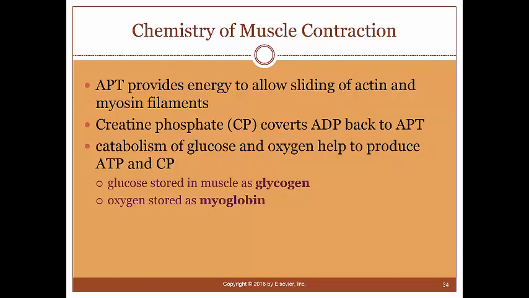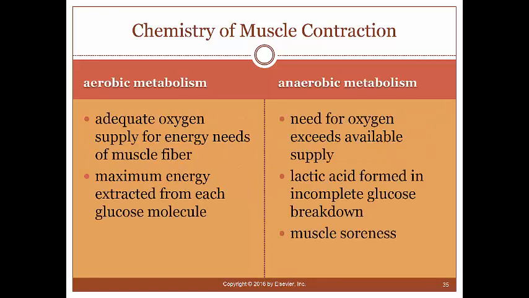So muscles store extra energy of glucose in the form of glycogen, the same way that extra glucose in the body is stored in the liver as glycogen. Extra oxygen is stored in muscle in the form of myoglobin, which is very similar to hemoglobin and gives muscle its red appearance. When we look at muscle contractions, we can have aerobic and anaerobic metabolism. Aerobic metabolism has adequate oxygen to meet the needs of the cell, and it's where we have our maximum energy and maximum efficiency of muscle cells.